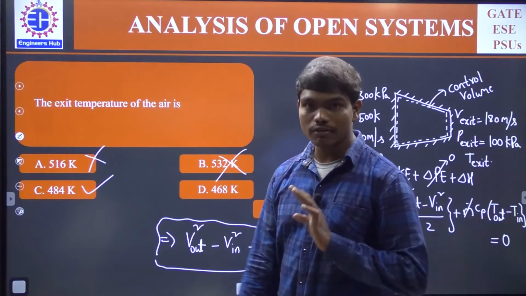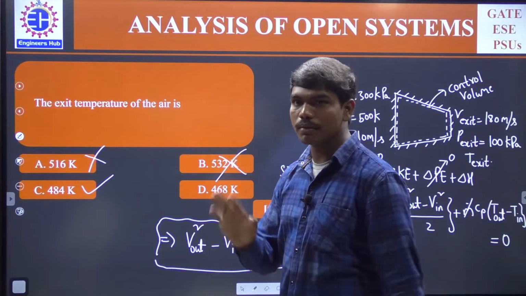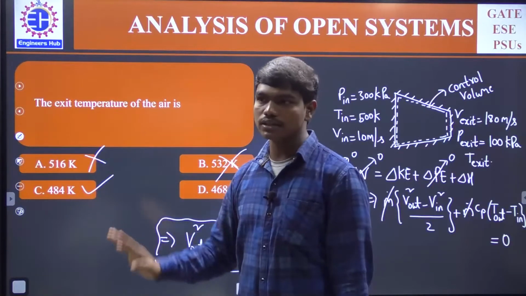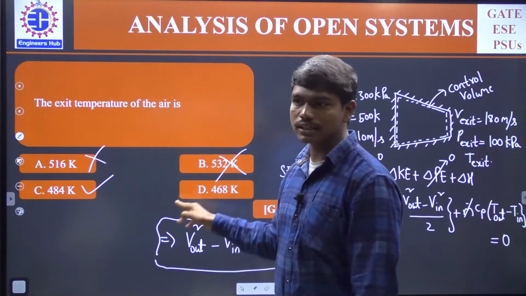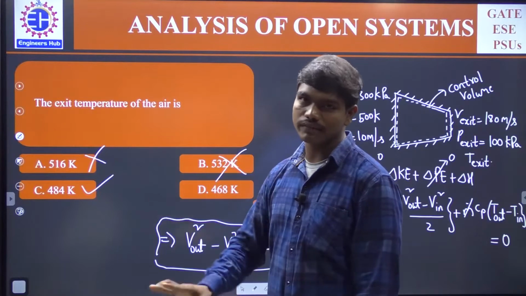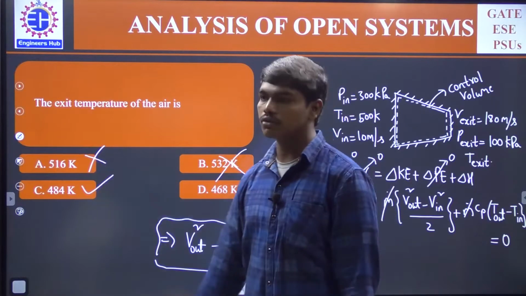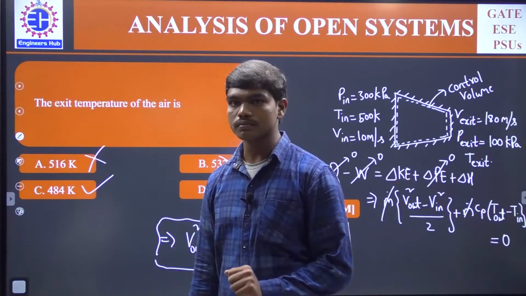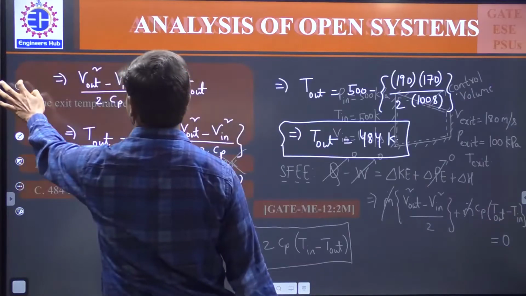In the exam, if you don't have time, but you have some minimum idea about nozzles, guessing out of 4 options is very dangerous. So you know the answer won't be more than 500. So you'll eliminate option A and option B straight away. Then out of these two, you can go for some calculation again. Okay, clear to all of you? So we'll move to the next question.